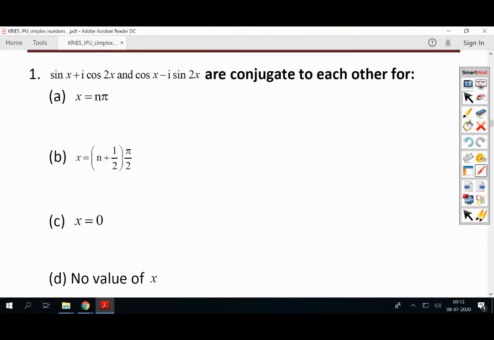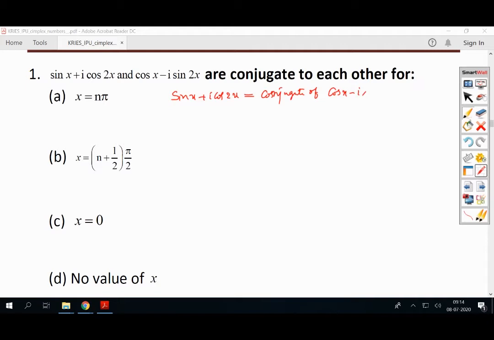Look at question 1. Sin x plus i cos 2x and cos x minus i sin 2x are conjugate of each other, they have given. Then what should be the possible value of x? So these are conjugate of each other, one is the conjugate of the other. Let me write here: sin x plus i cos 2x is the conjugate of the complex number cos x minus i sin 2x.